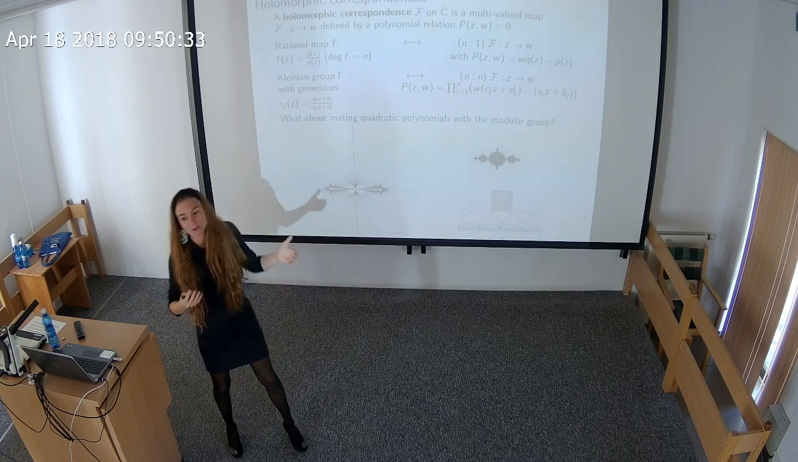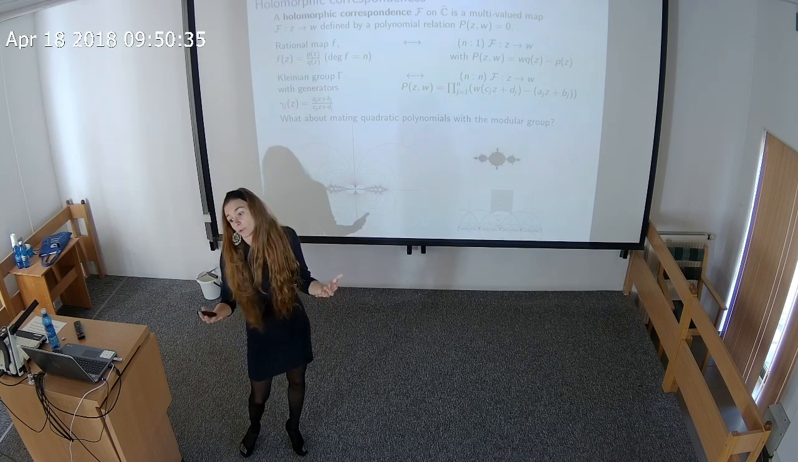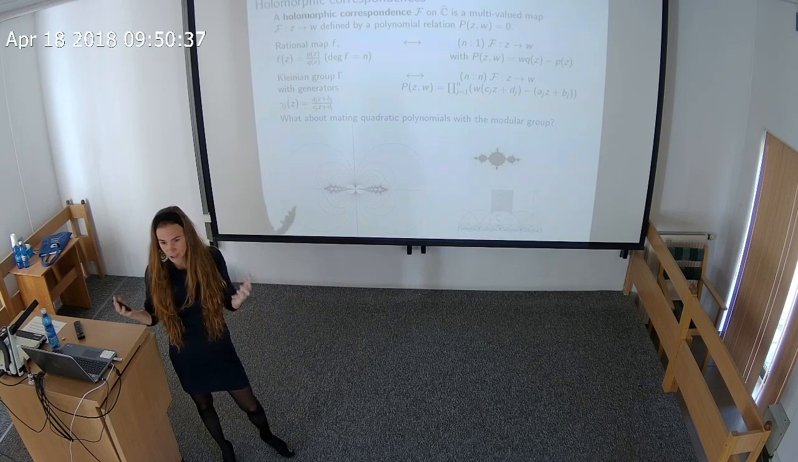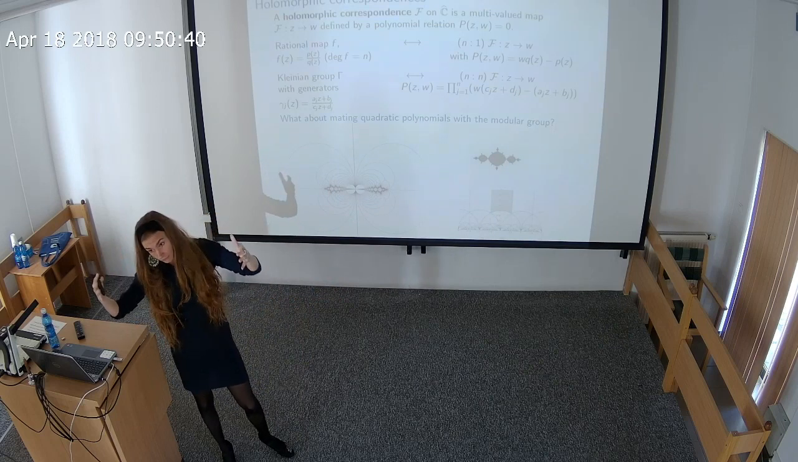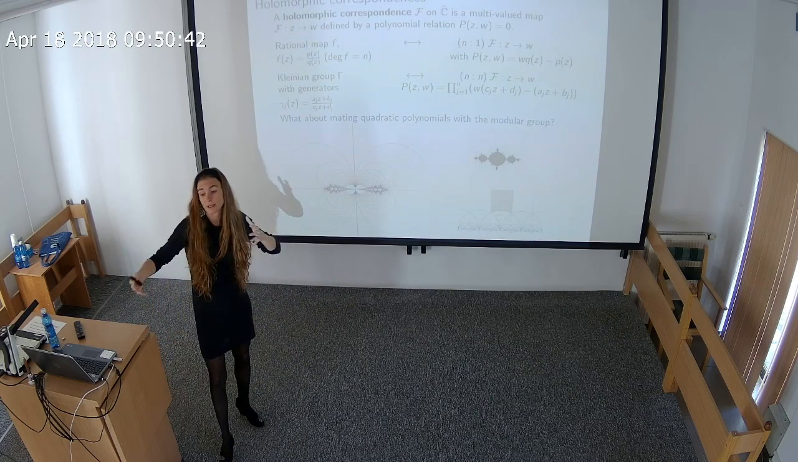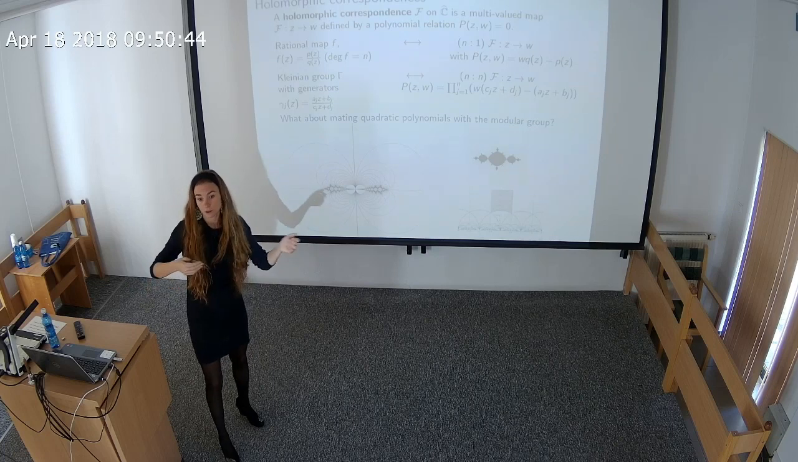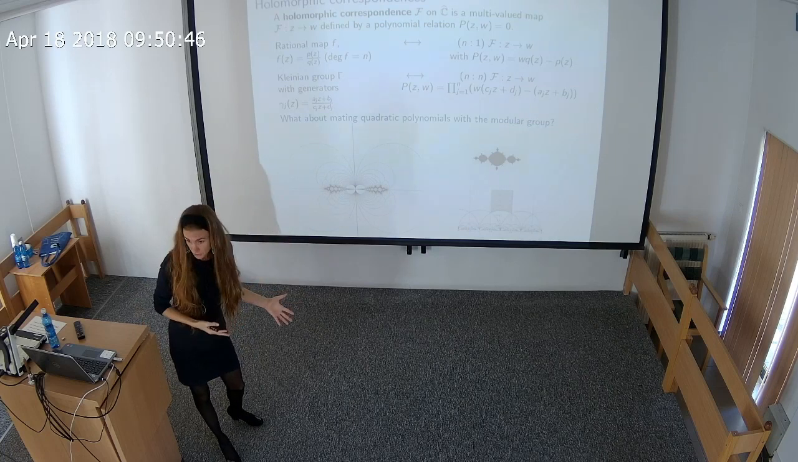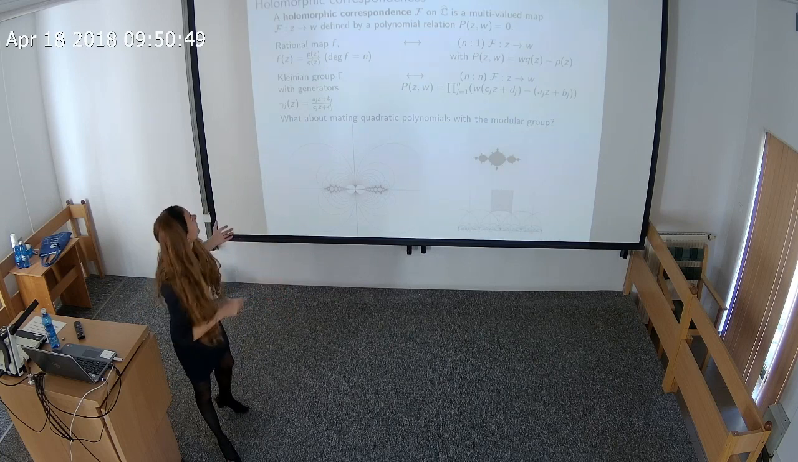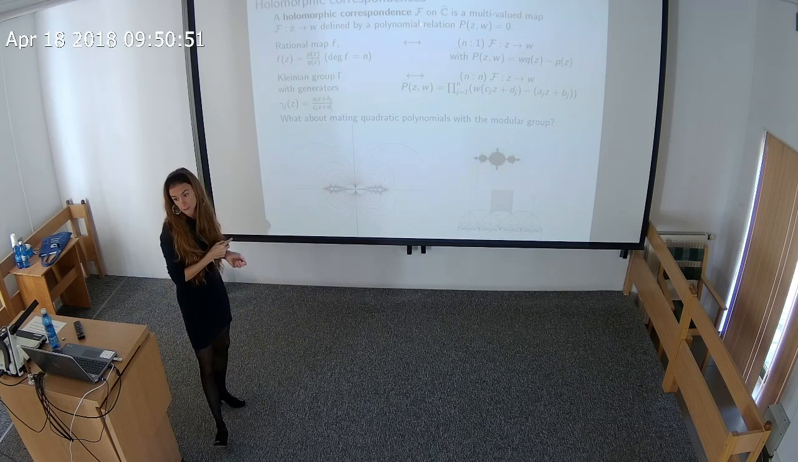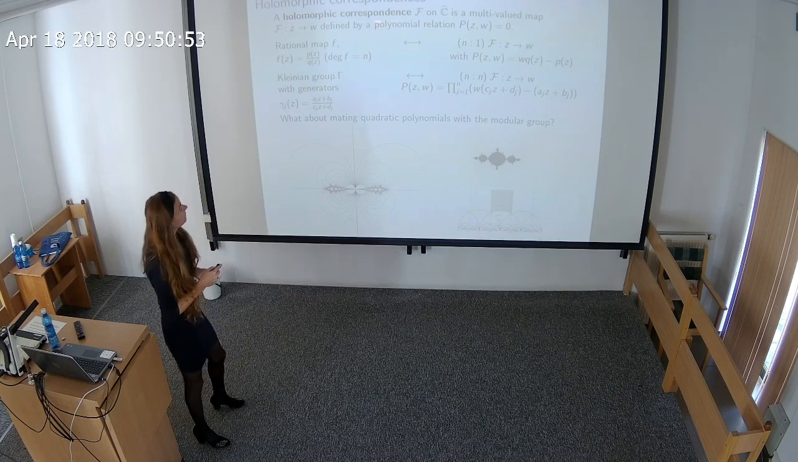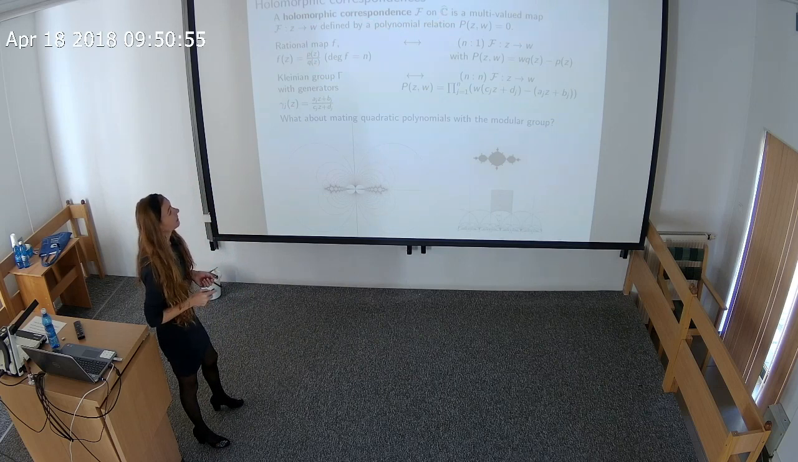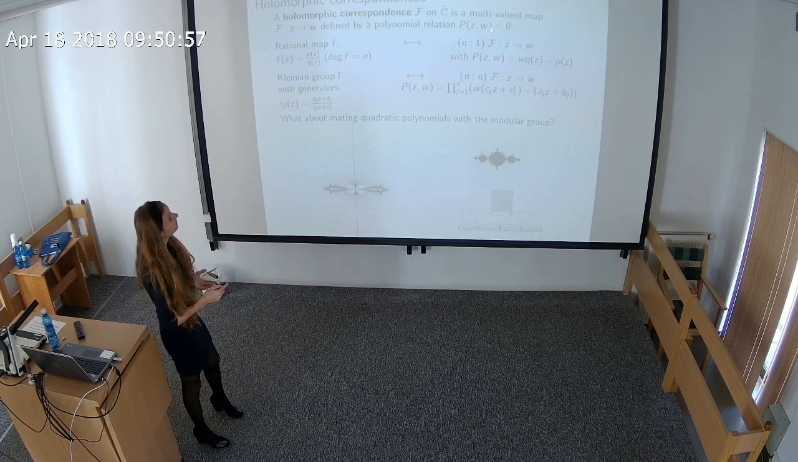In order for this to be possible, we should find an object that is general enough that contains as subcases both rational maps and Kleinian groups. And such an object is a holomorphic correspondence. A holomorphic correspondence on the Riemann sphere is not a map, it's a multi-valued map, f(zeta) = w, defined by a polynomial relation P(zeta, w) = 0.